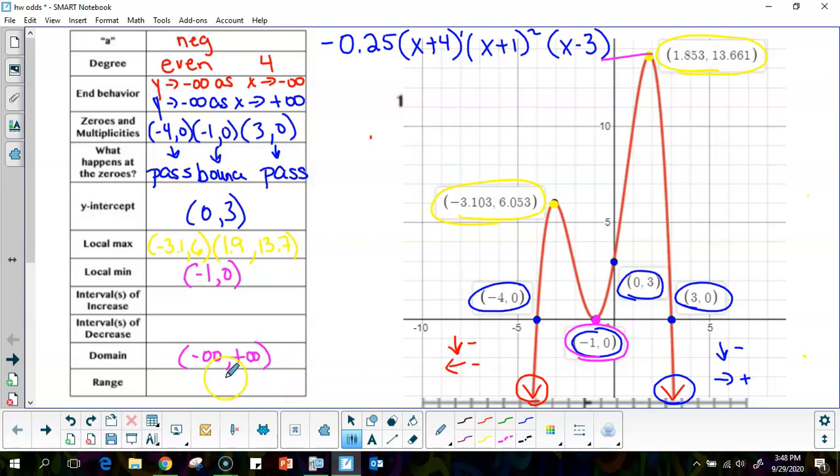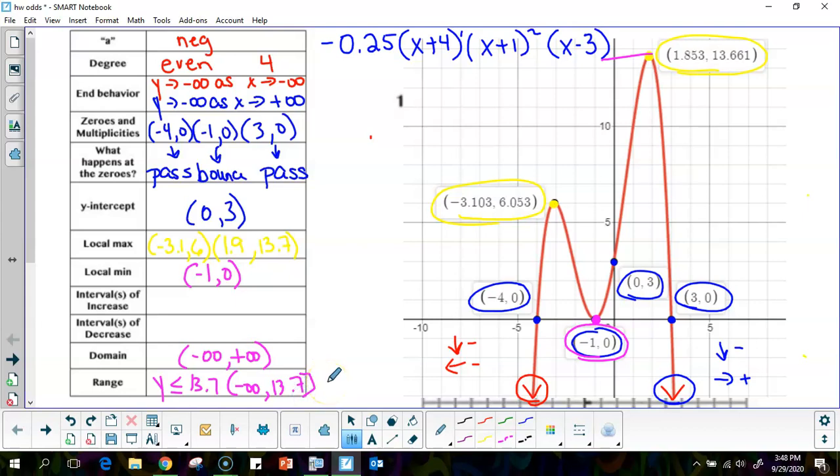So a couple different ways you can write this. You can write y is less than or equal to 13.7, or we can say -infinity to 13.7, and that is a bracket because it's included in the range.